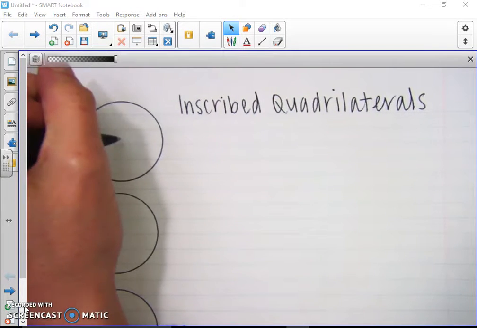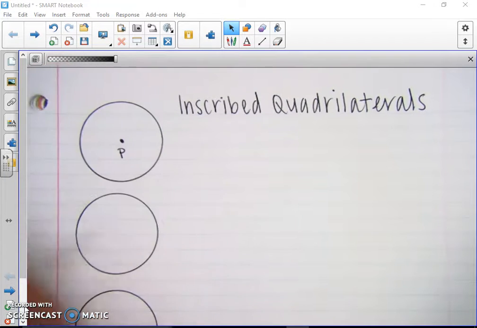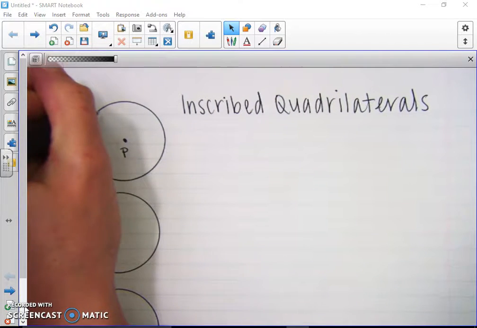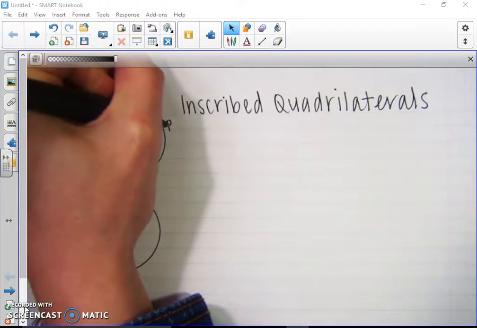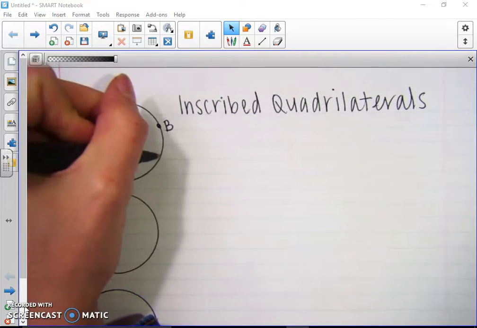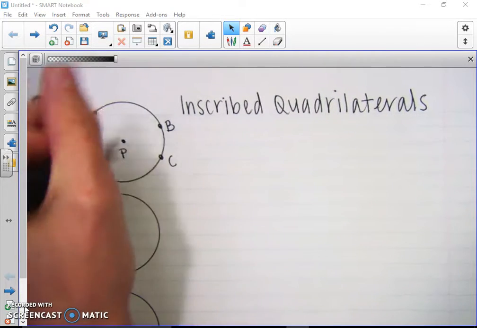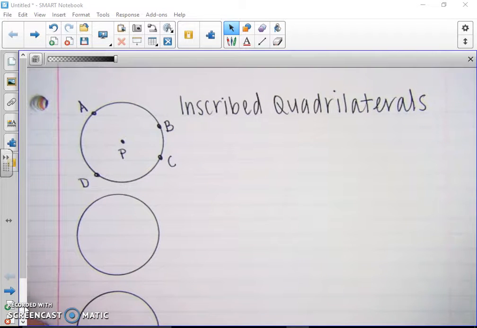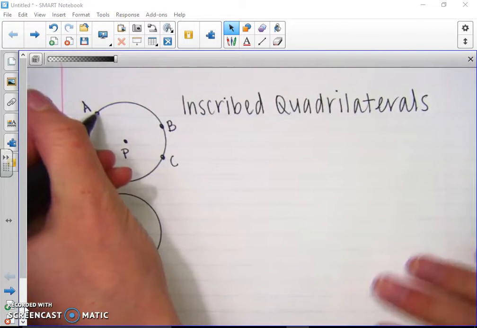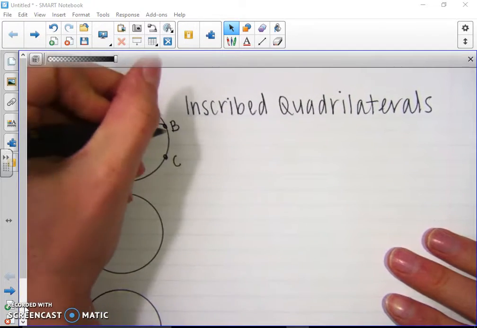So for example, let's say we have circle P, and let's plot some points A, B, C, and D on the circle. These are all four vertices of a quadrilateral. So let's go ahead and draw that quadrilateral.